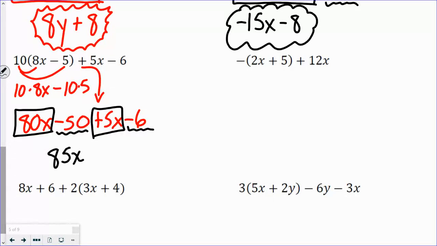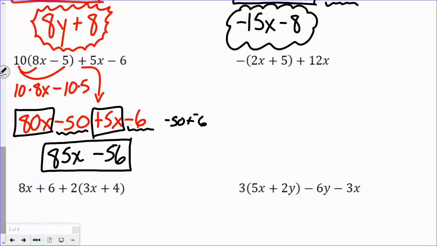Okay, so then next I have my -50 minus 6. Well, that adds your opposite. Same signs, add and keep. So it's a -56. And that is our final simplified expression.